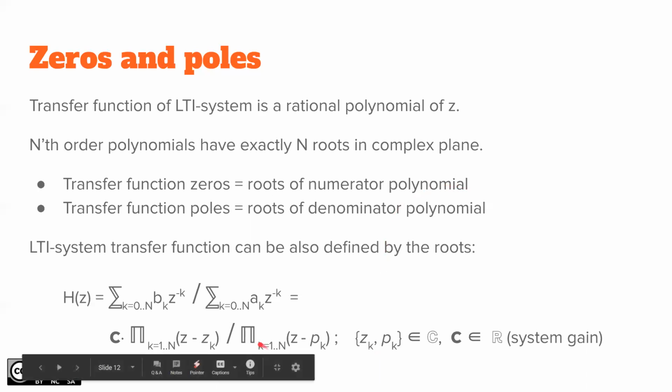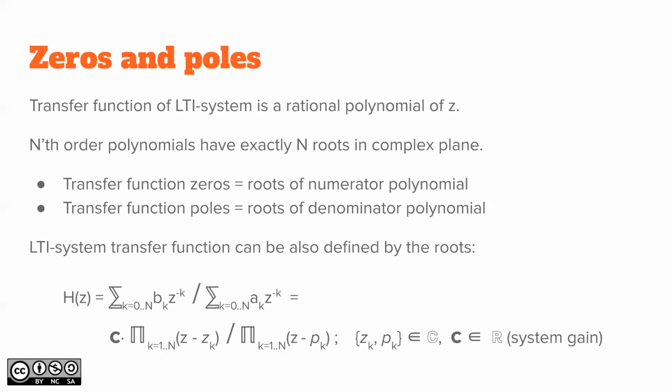Anyhow, since we have an nth order polynomial, look at that one. We have an nth order polynomial. The highest delay number k is n.